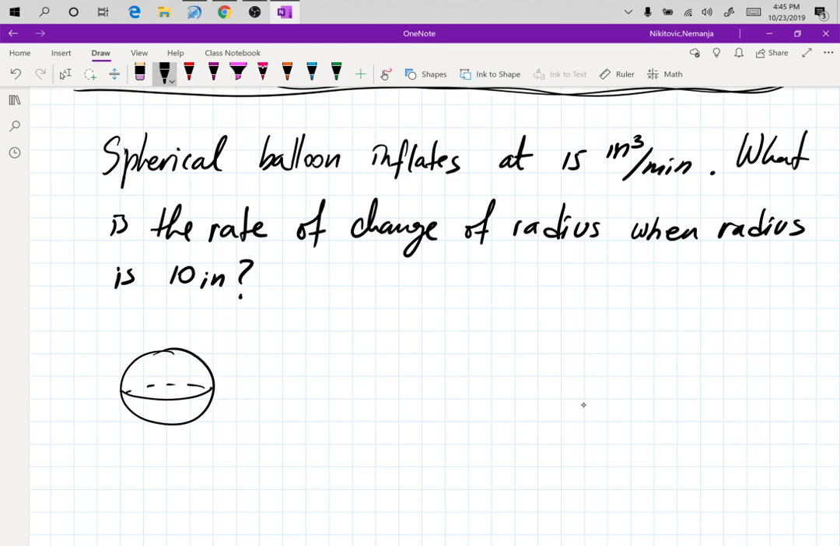Not the volume. Inches cubed per minute: dV dt, the rate of change of volume in time. Volume is not the same as rate of change of volume, so you have to be careful about these things. So they give us dV dt is 15 inches cubed per minute. And they give us that the radius is 10 inches.